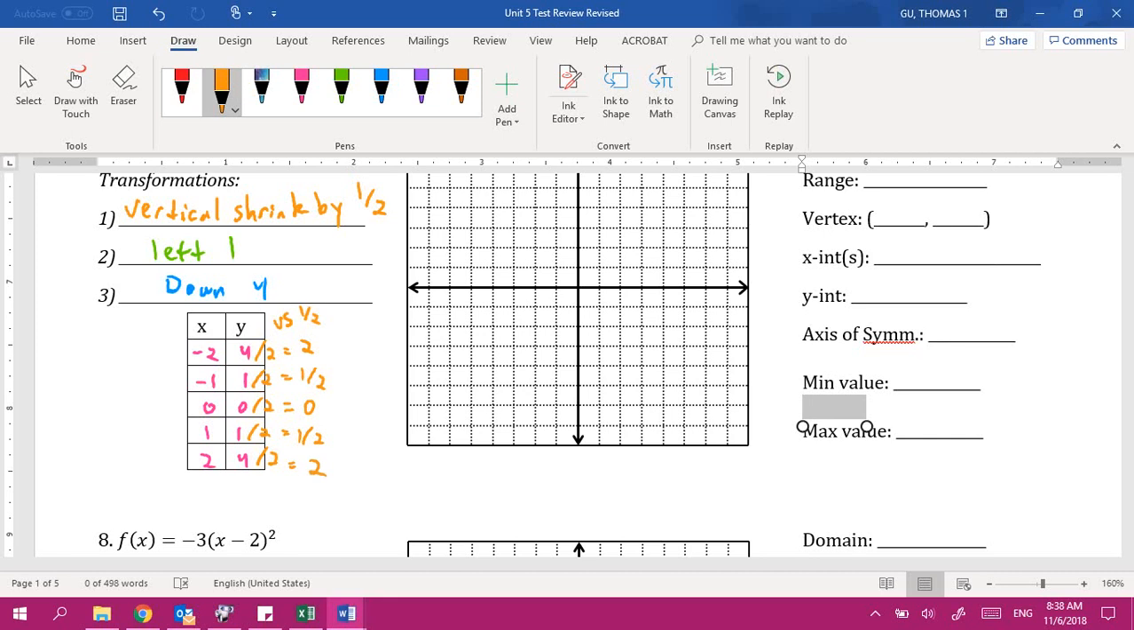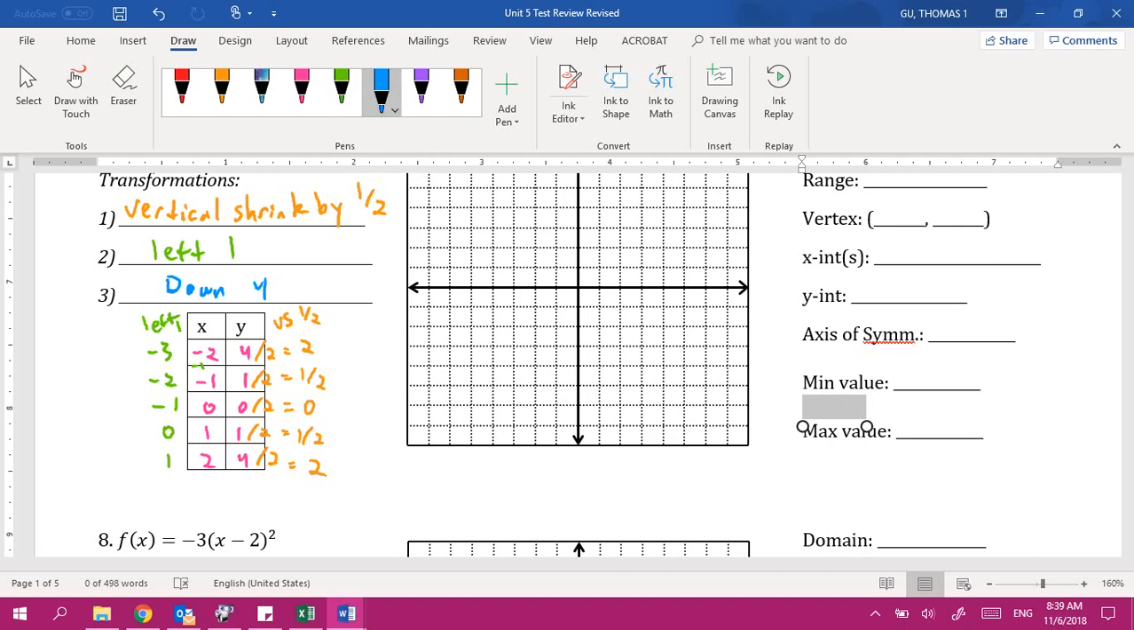Okay, so this is where I'm at so far, right? Now with the next transformation, left 1, what does that do to my table values? Subtract 1 from the x's, right? And how did you know it's the x's? Because it's horizontal, left 1, right? So we subtract 1 from all the x's. So there's not really space, but what's negative 2 minus 1? Negative 3. What's negative 1 minus 1? Negative 2. 0 minus 1? Negative 1. 1 minus 1? 0. And 2 minus 1? 1. So now that's where I'm at.